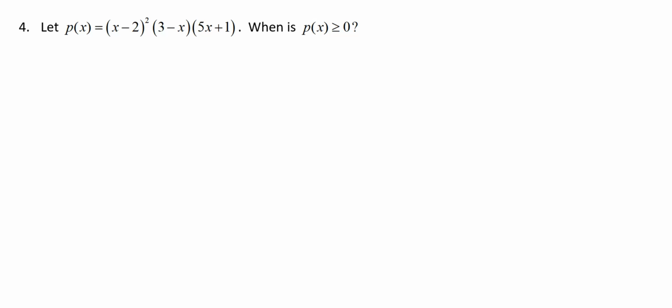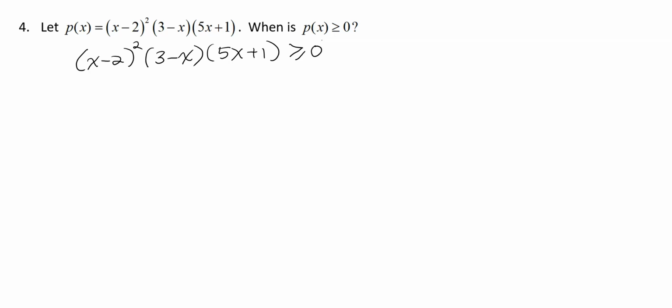So question 4 in your notes handout. The question is asking, given the function p of x as exhibited here, when is p of x greater than 0? So what does that translate to? That translates to when is this polynomial, (x minus 2) squared times (3 minus x) times (5x plus 1), greater than or equal to 0. So this again is an inequality.